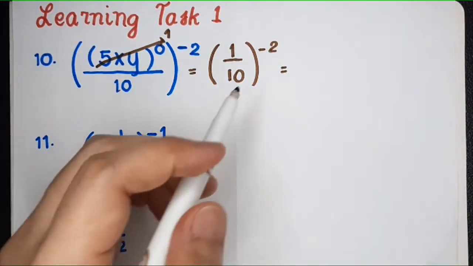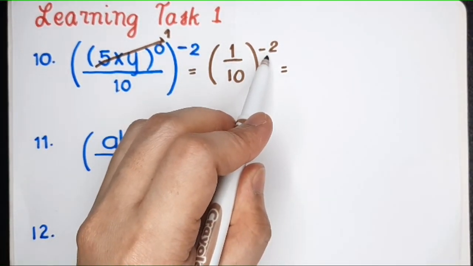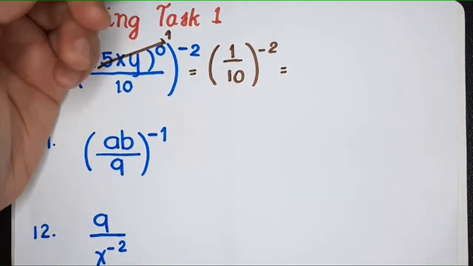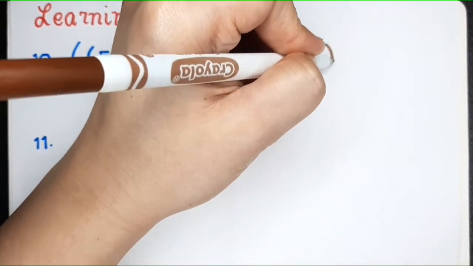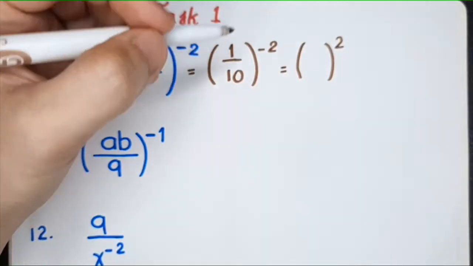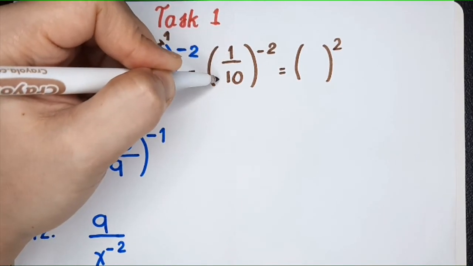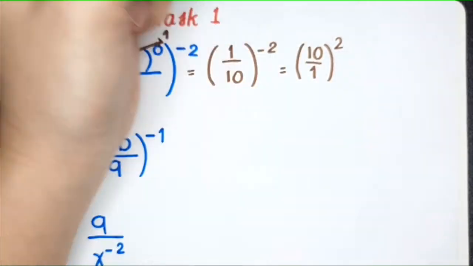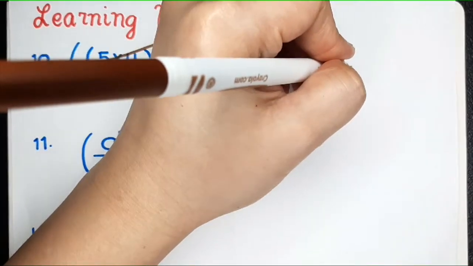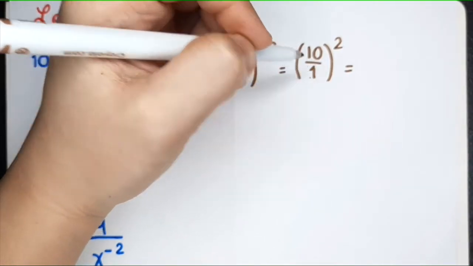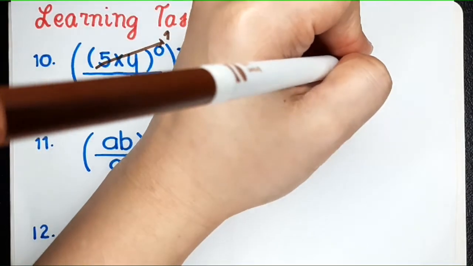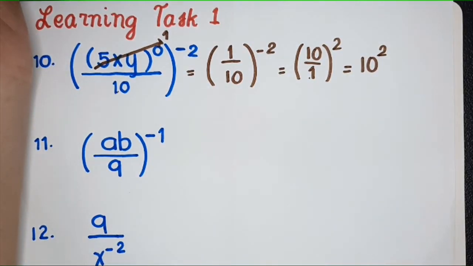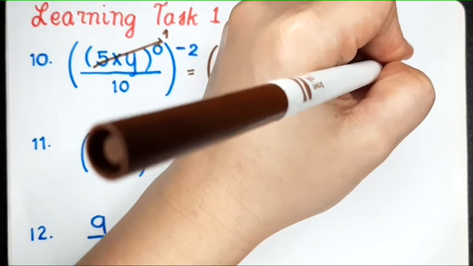Tapos, how are we going to make it a positive exponent? Kapag ang fraction naka-raise sa isang negative exponent, ang gagawin nyo lang ganito. To make it a positive exponent, ang gagawin nyo lang kay numerator and denominator, you switch them. So, parang ganito, 10 over 1. But what is 10 divided by 1? It is 10. So, you just have 10 squared. What is 10 squared? It is 100.